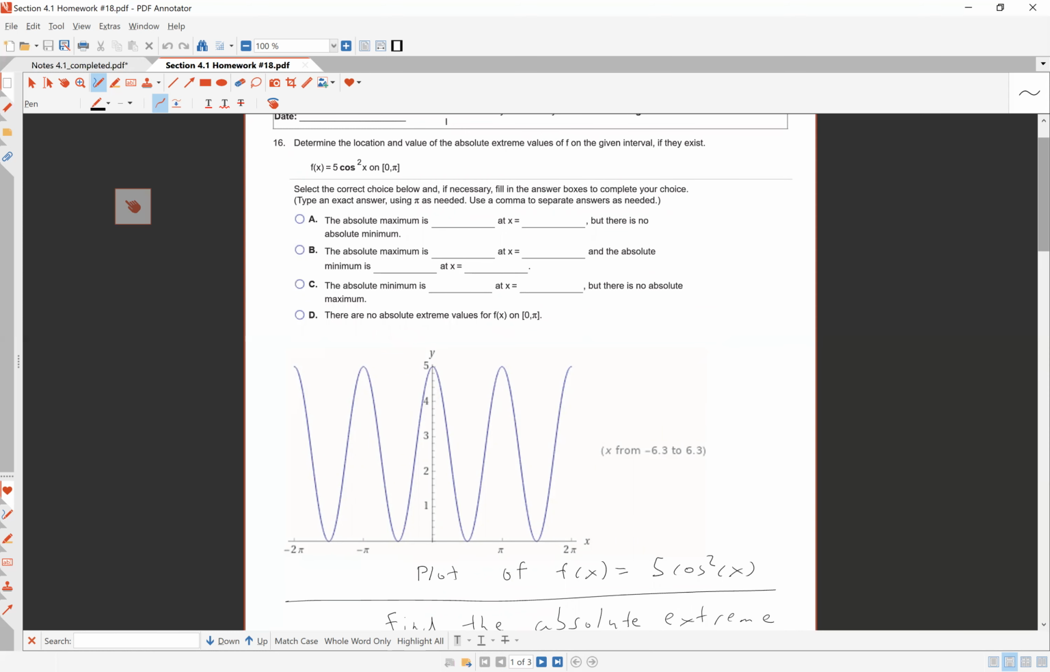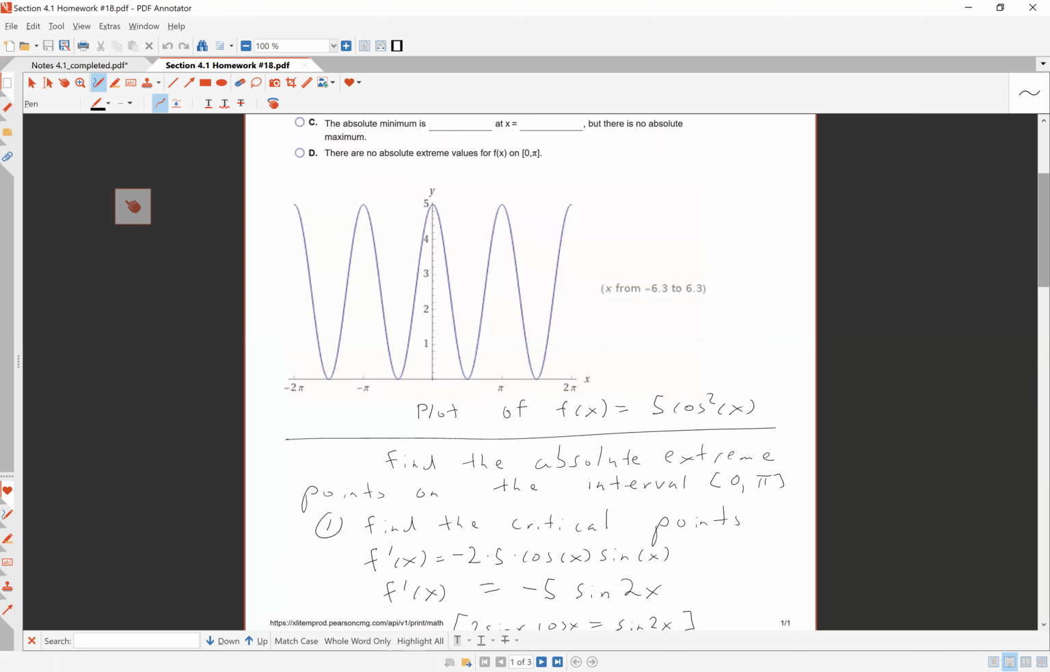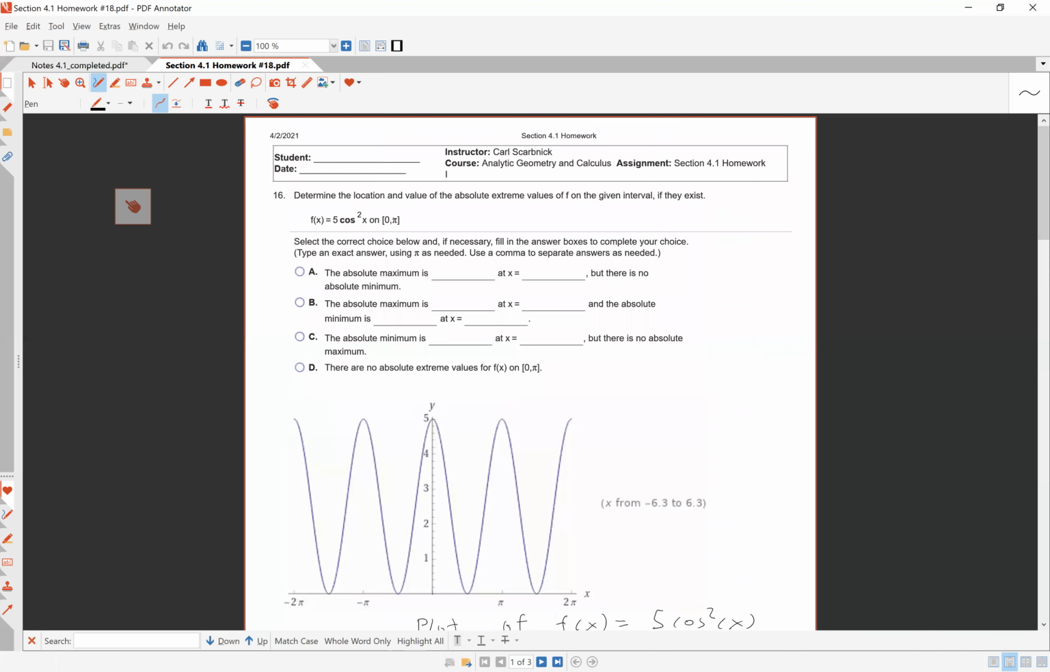Okay, so here's our function, 5 cosine squared of x, on the closed interval 0 to pi. And we want to find the absolute extreme values. So let's just use the rules that we learned. Remember, for the absolute minimum or the absolute maximum, we find the critical points, and we also identify the endpoints. We evaluate the function at the critical points and the endpoints, and we see which is the biggest and which is the smallest.